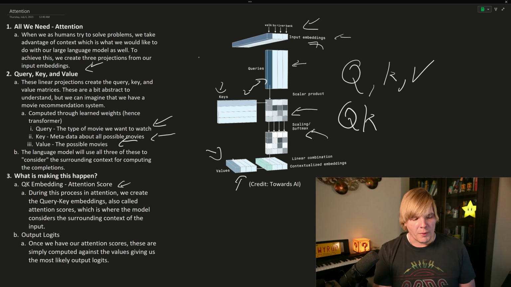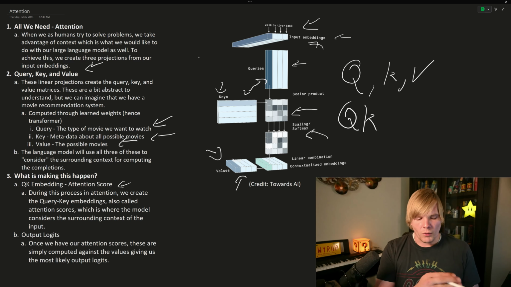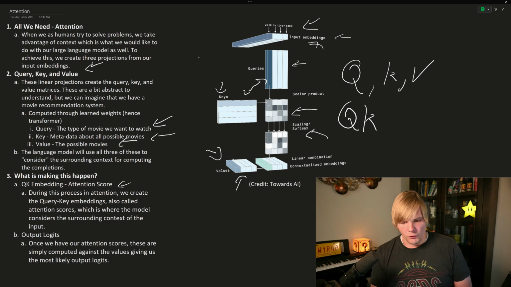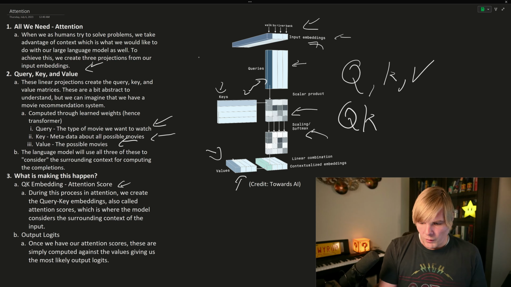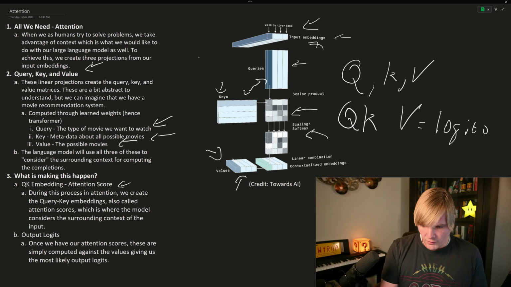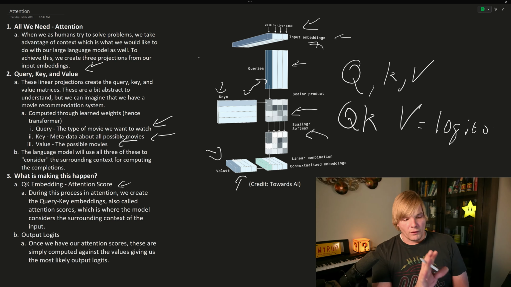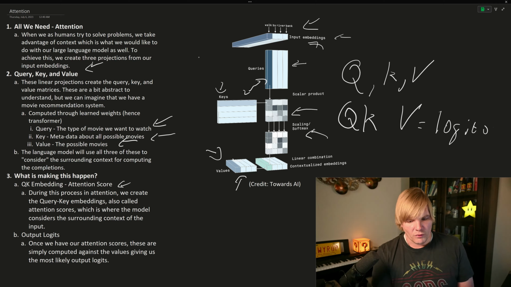A softmax, as we mentioned earlier, takes a matrix of values and just puts it on a 0 to 1 scale, and that's just easier for our model to understand. Then we multiply that times our value, and this allows us to start computing what our output logits are. All the logits are is what our possible completions are, probabilistically speaking.